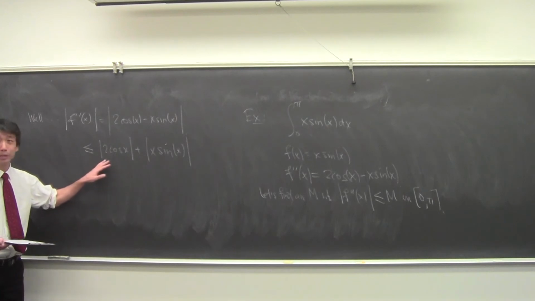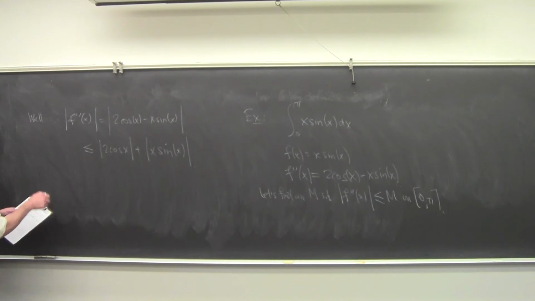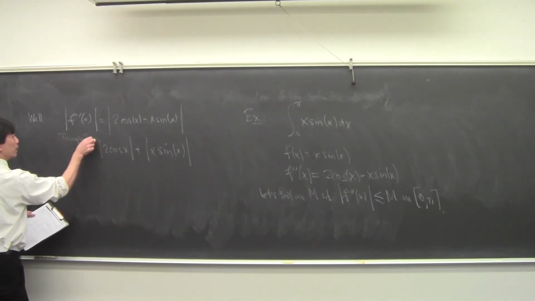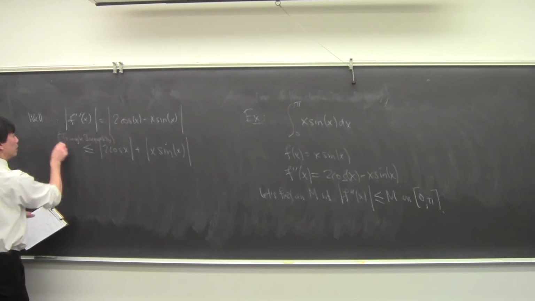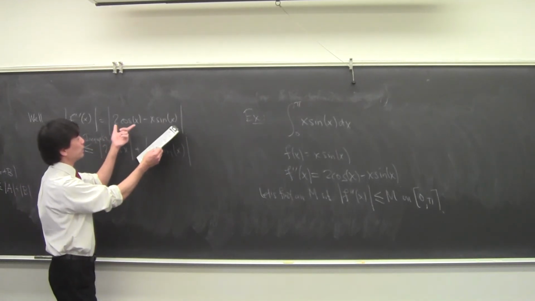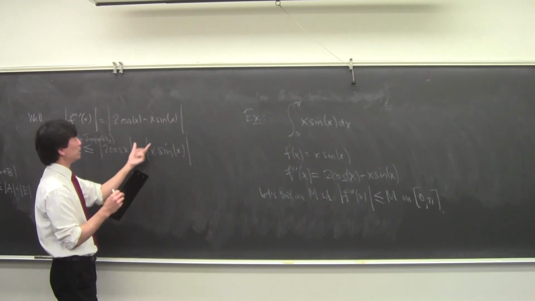It's a really crude thing to do, but I'm going to do it. I'm using what's called the triangle inequality. That says the absolute value of a sum is less than or equal to the sum of the absolute values. So here I've got this sum, and I'm saying that's less than or equal to the absolute value of this guy plus the absolute value of that guy.